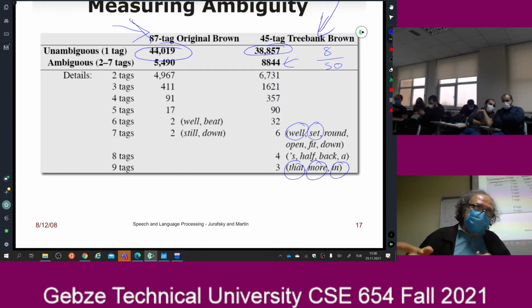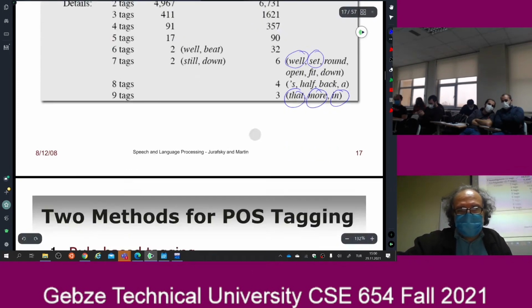So I am not saying that Turkish is better in terms of processing than English. These are just the differences.